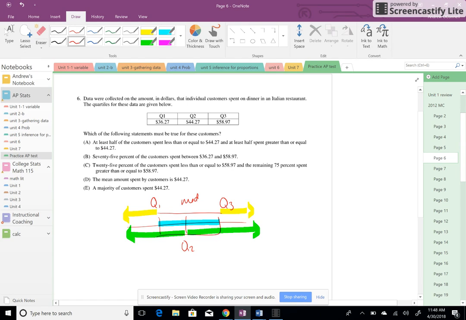So, at least half of the customers spent less than or equal to $44.27, and at least half spent greater. Well, that works because it's not at least, it's exactly half. And then just to keep going, 75% of the customers spent between 36 or quartile 1 and 58.97. 75 would be wrong. This has to be exactly 50% between the two quartiles. Keep going through all of those. They're all wrong.